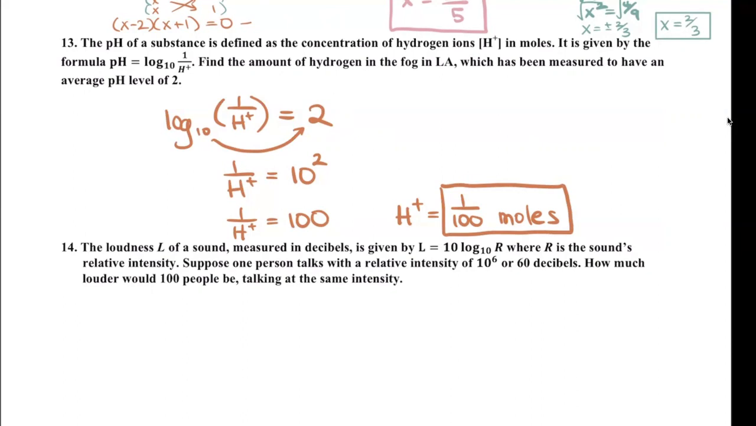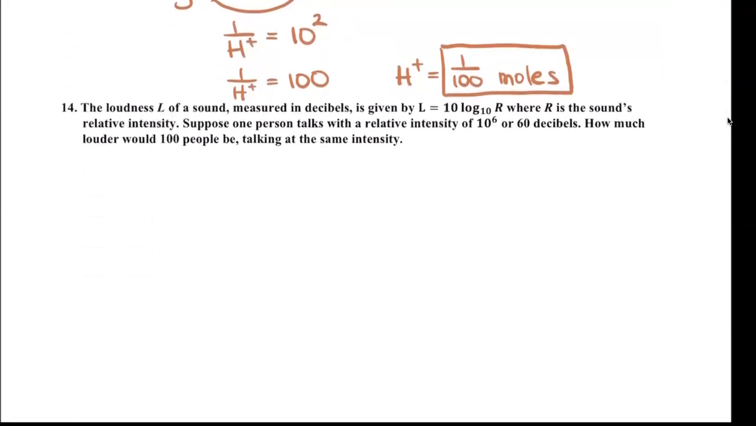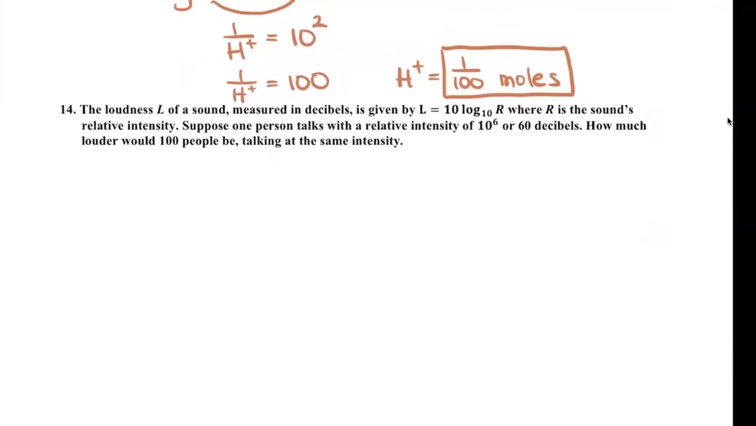All right. And lastly, number 14, the loudness L of a sound measured in decibels is given by that formula, where R is the sound's relative intensity. Suppose one person talks with the relative intensity of 10 to the 6th power, or 60 decibels. How much louder would 100 people be talking at the same intensity? I think what's kind of confusing here is that they're giving us 2 values. So let's see if we can figure that out.